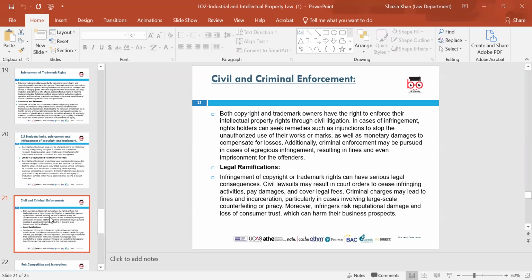As we mentioned, both copyright and trademark owners have the right to enforce intellectual property rights through civil litigation. In cases of infringement, they can seek remedies such as injunctions or monetary damages. Criminal offences can also be pursued, in the form of counterfeiting or piracy. Legal ramifications: infringement of copyright or trademarks can have serious legal consequences, including civil lawsuits and criminal charges, in regard to the different laws and sections of law that make it a criminal offence.